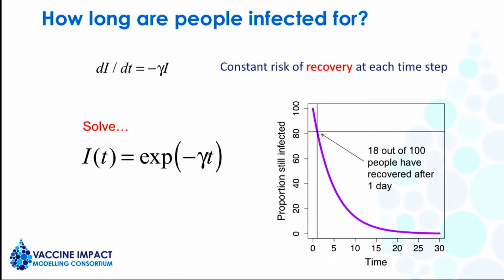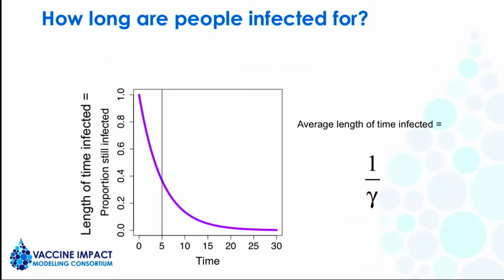If you are trying to parameterize your model, you might be interested in where do I get gamma from? How do I start if I'm reading literature? Where should gamma come from if I'm not estimating it directly? Well, one of the things that you can consider is what's the average length of time that people are infected for. This is something that you could potentially get from the literature. Some studies might follow people through their infectious period. And you can use this to give you a value of the average length of time infected, and that would correspond to 1 over gamma.